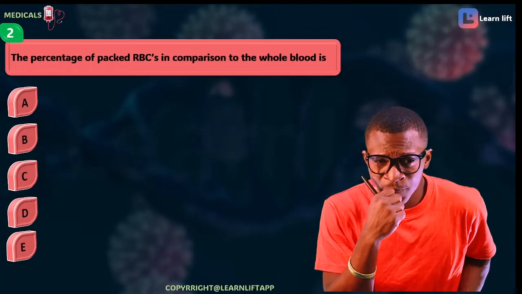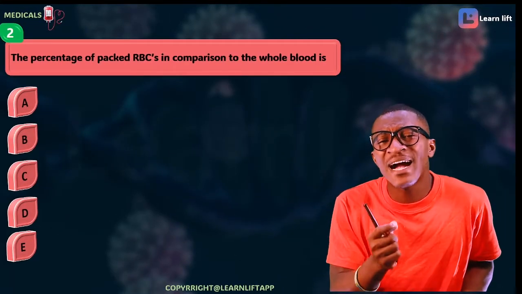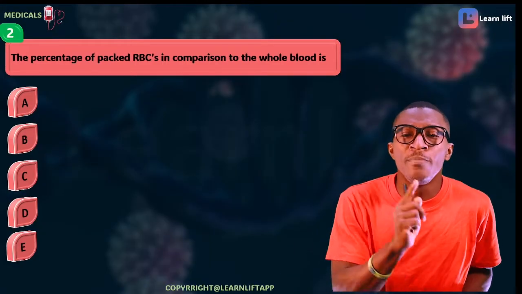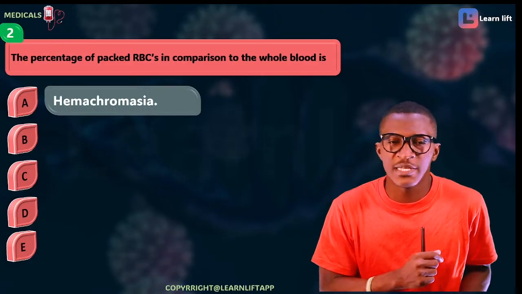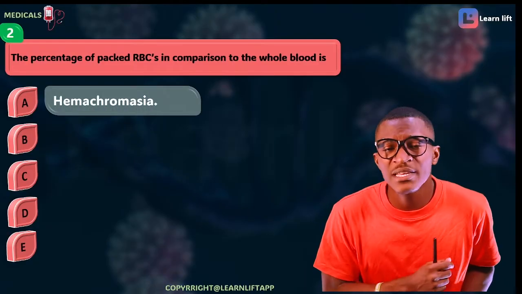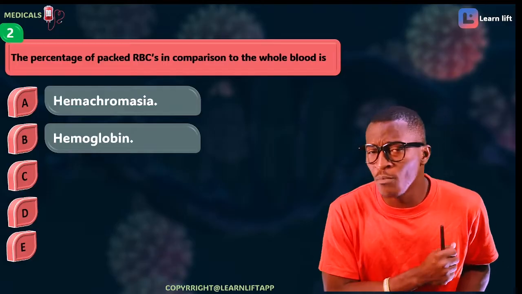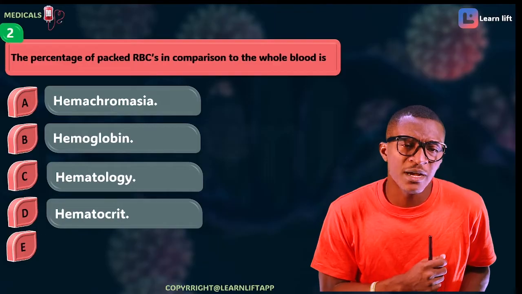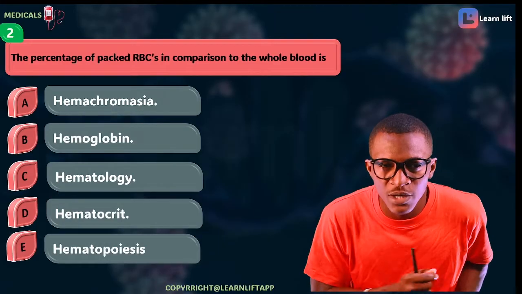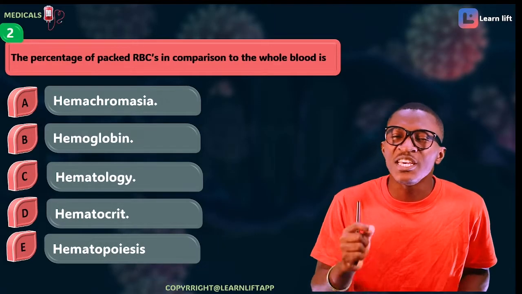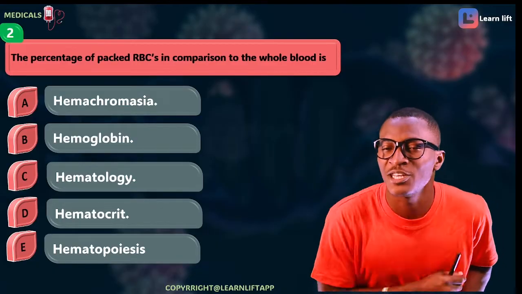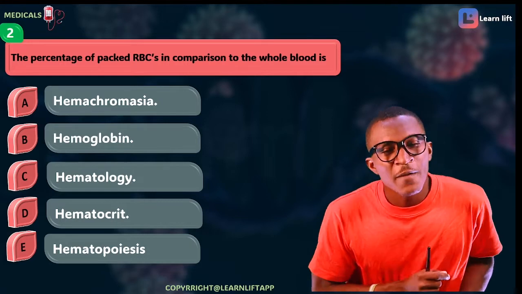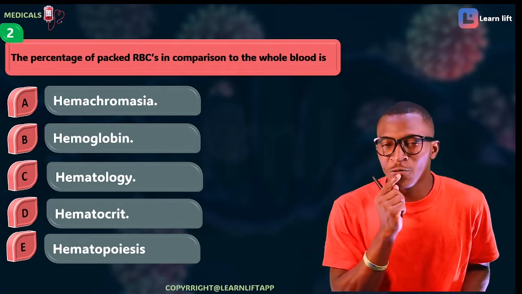The question says that the percentage of packed RBCs in comparison to the whole blood is dash. Option A says hemochromia. Option B says hemoglobin. Option C says hematology. Option D says hematocrit, and option E says hematopoiesis. Choose your answer. Ensure you are not failing it. Now, if you have chosen your answer, you can pause and choose your answer.